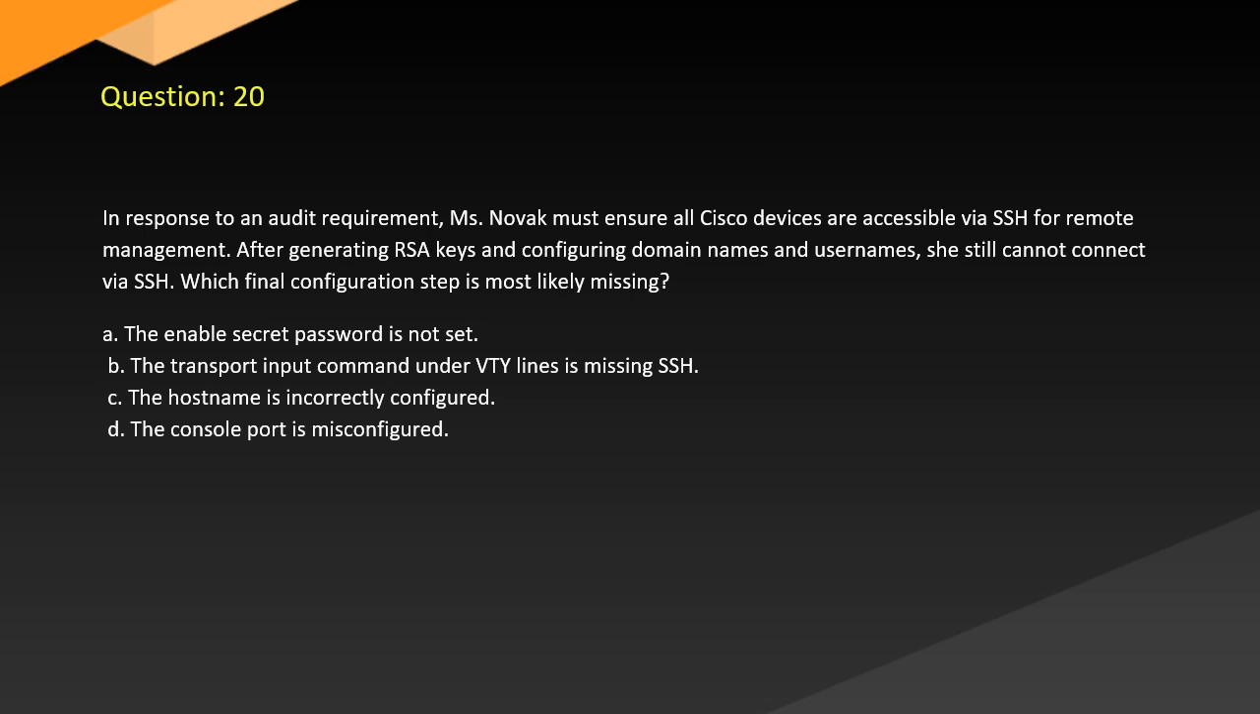Question 20. In response to an audit requirement, ISNOVOC must ensure all Cisco devices are accessible via SSH for remote management. After generating RSA keys and configuring domain names and usernames, she still cannot connect via SSH. Which final configuration step is most likely missing? A. The enable secret password is not set. B. The transport input command under VTY lines is missing SSH. C. The hostname is incorrectly configured. D. The console port is misconfigured.